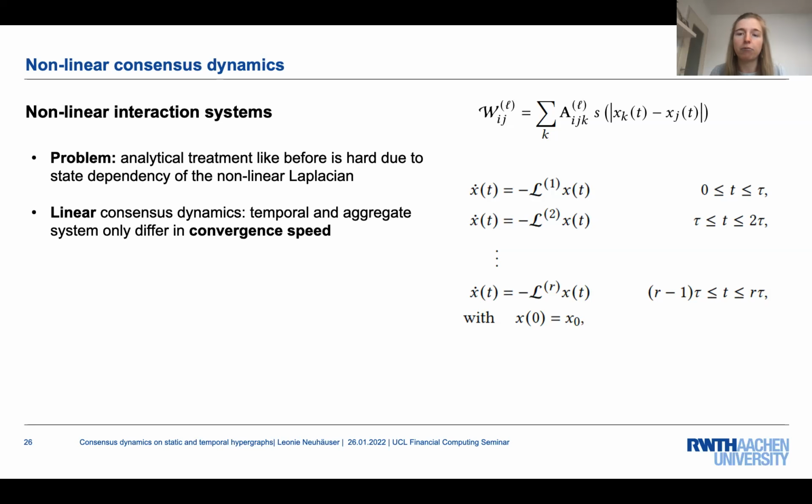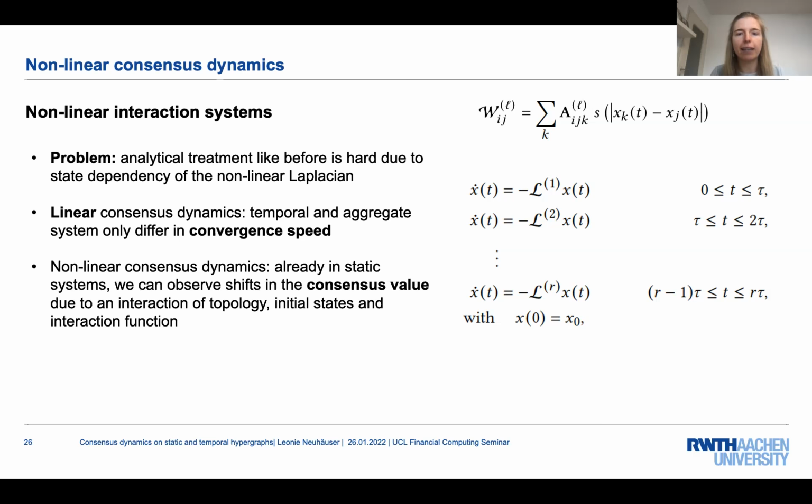And as a recap, before we have seen that temporal and aggregated systems differ already in their convergence speed in the linear case, but that did not have an impact on the consensus value. So for a nonlinear consensus, we've already seen in the static systems that that has an impact on the consensus value. So you could observe shifts there, which would not be present in a network setting. So yeah, we'll see what that does in the temporal case now.